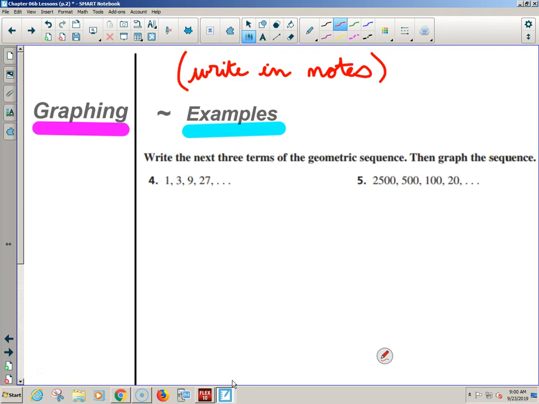Ready? To find for me the next 3 terms. I'm going to write blanks for each of these. To find for me the next 3 terms, and to tell me what R equals, because this is a geometric sequence.